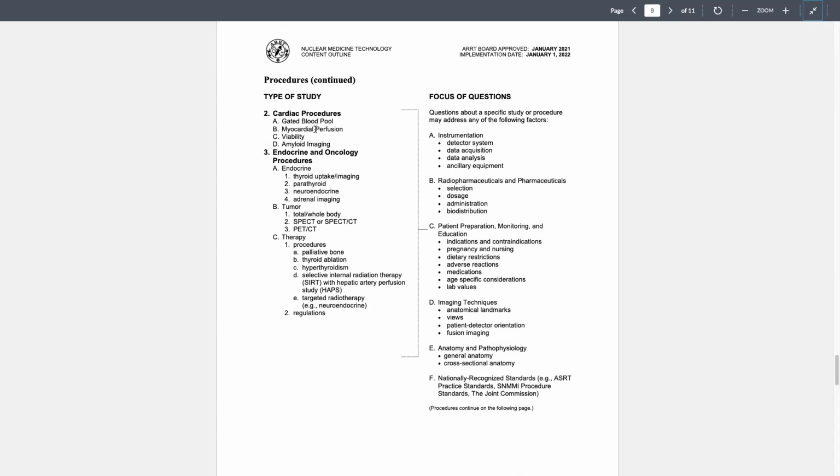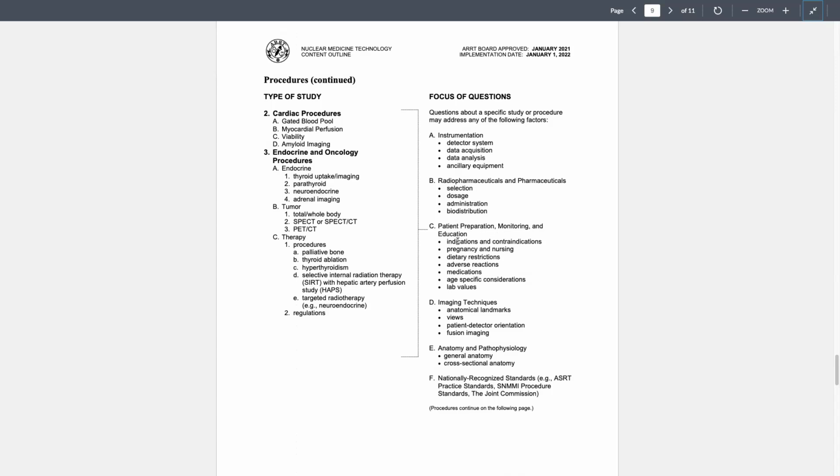Now, what I want you to notice here, when you look at cardiac procedures or endocrine or anything, is that it shows you the focus of the questions. So take, for example, if we were doing myocardial perfusion, then you come over here, A is going to say, what's the instrumentation? How do we use our gamma camera? What's the detector system? How does data acquisition look? What are the radiopharmaceuticals we use for that? What's the dosage? How's it administered? How does biodistribution of that pharmaceutical happen?